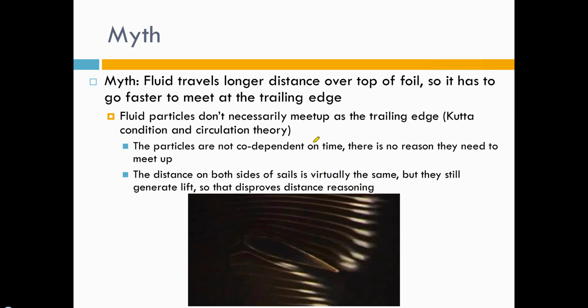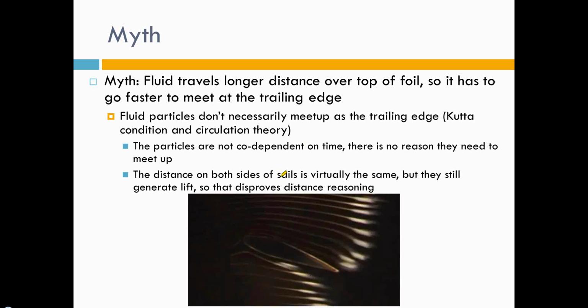The reason they don't have to meet up is that when the air hits the leading edge or the front of the foil, it's not like it splits in half, goes around, and then has to meet up. That's not what's happening. Think of the air particles, or fluid particles, it could be water, as you and your friend walking down the street and you encounter a sign on the sidewalk. One of you goes around one way, the other goes around the other, but you don't necessarily have to meet on the back side of that sign. That's exactly the scenario we run into with the fluid particles.